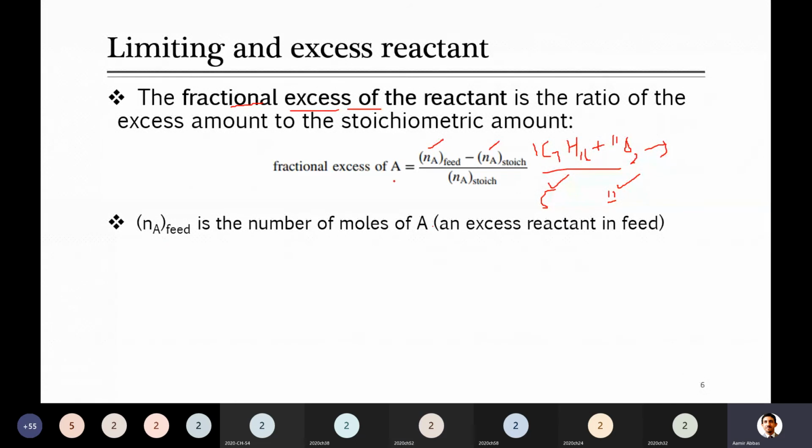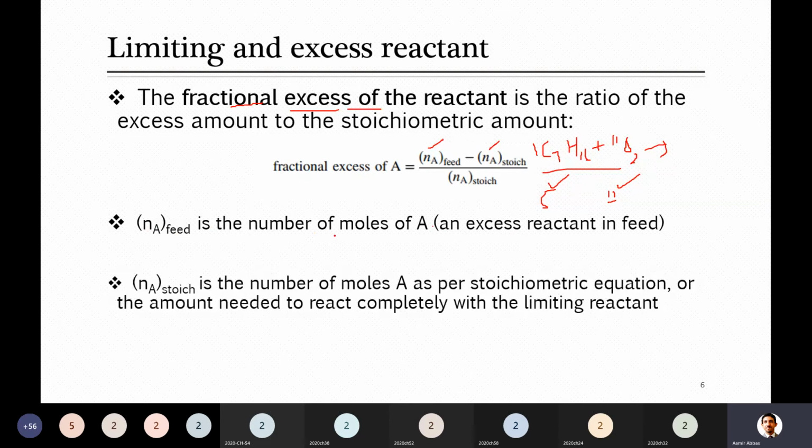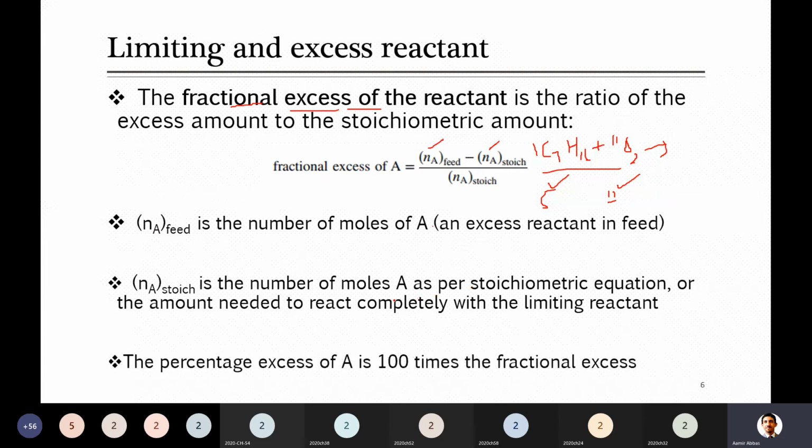Okay, N_A feed here, which I have already told you guys, is the number of moles in the feed of the excess reactant, and as per stoichiometry, how many moles will be required. If you have to convert to percentage, just multiply it with 100 and you will get the percentage excess of the reactant. So I have already told you guys these terminologies, what each of these means.